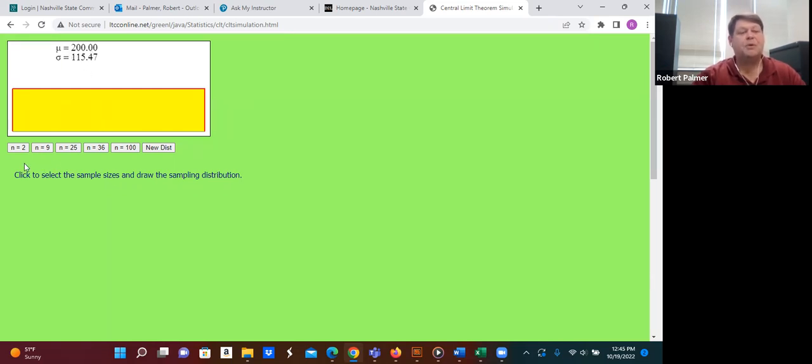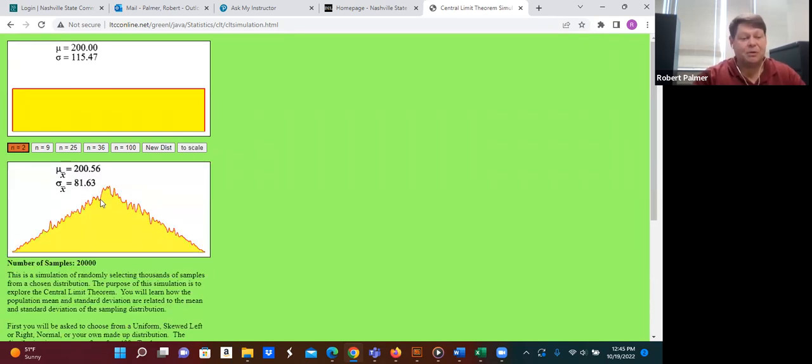Now it says to click to draw samples for the sampling distributions. What I'm doing is taking a bunch of samples of size 2, and the distribution of the averages of those samples looks like this. It's not normal, which we wouldn't expect it to be. So we're taking samples of size 2, a bunch of those, and finding the average of each, and that's what you see plotted here.